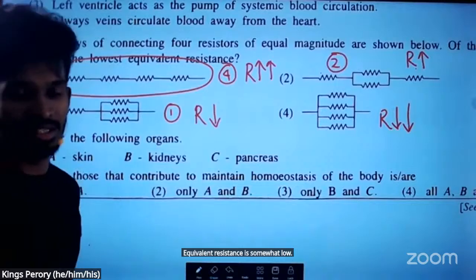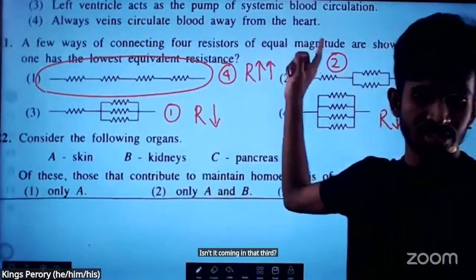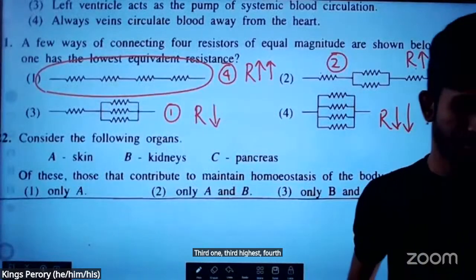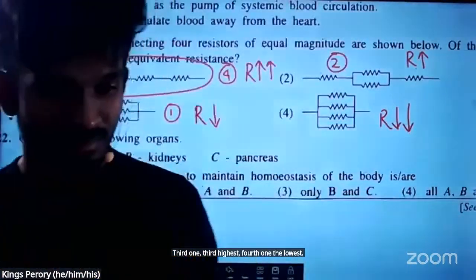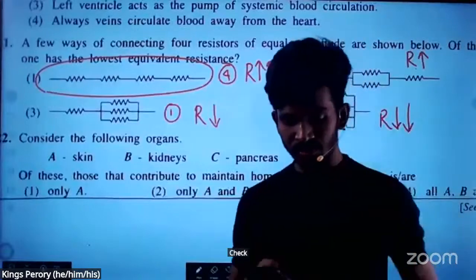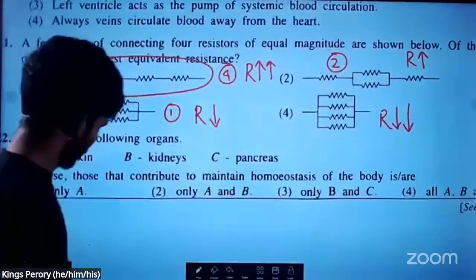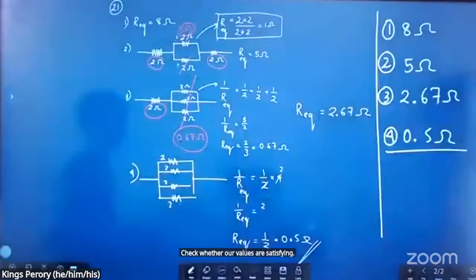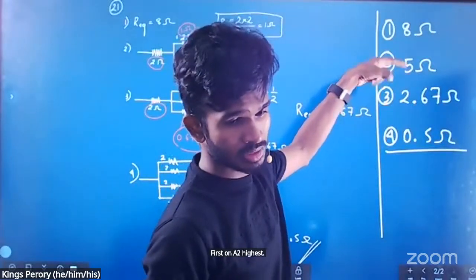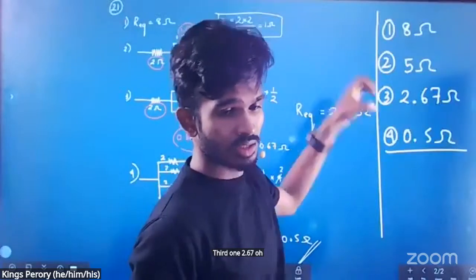Check the values and see. Isn't it coming in that order? First one highest, second one second highest, third one third highest, fourth one the lowest. Check whether our values are satisfying. First one 8 ohm, highest. Second one 5 ohm, second highest. Third one 2.67 ohm, third highest. Fourth one lowest.